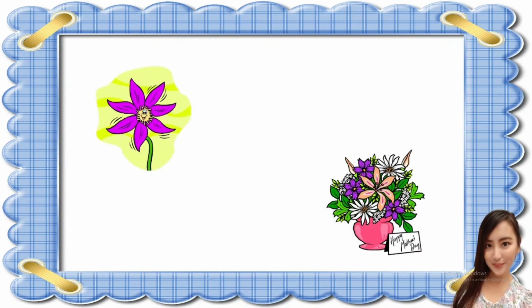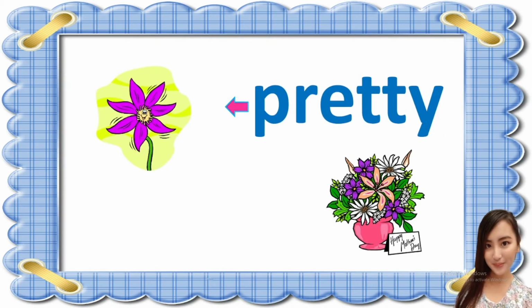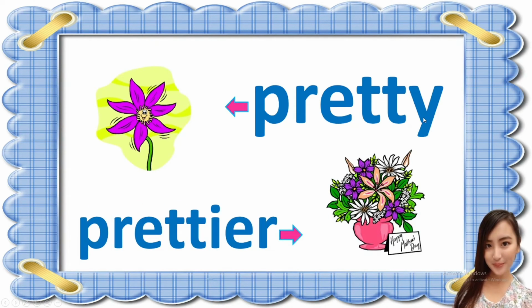Another example, pretty. So this adjective ends with Y. The comparative form is prettier. Pretty, prettier. Okay, for this one, we change Y to I plus ER.